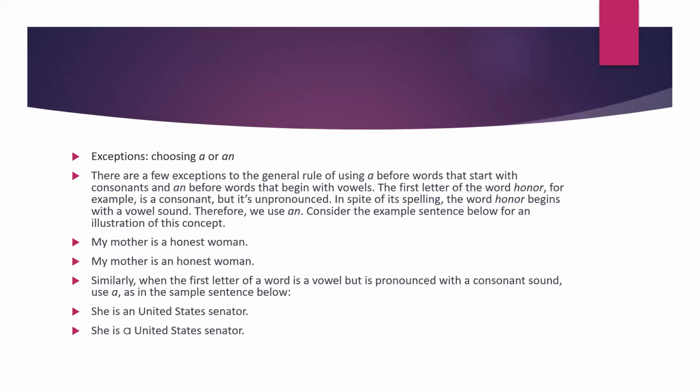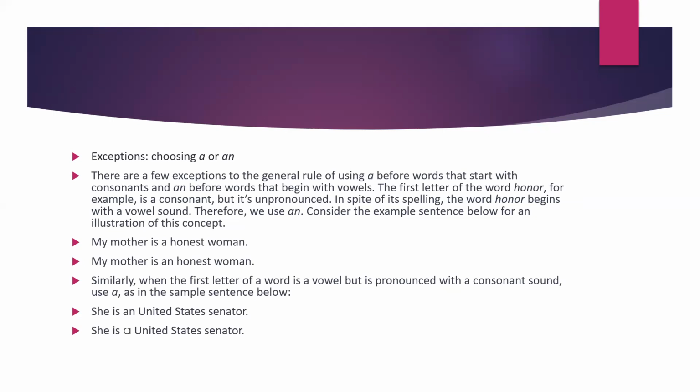The first letter of the word honor, for example, is a consonant, but it's unpronounced. In spite of its spelling, the word honor begins with a vowel sound. Therefore, we use an. Consider the example sentence below for an illustration of this concept. "My mother is a honest woman" is not correct. Though honest starts with H, which is a consonant, we cannot use a before it because there is a vowel sound, like the O sound. So for that, you have to use an.